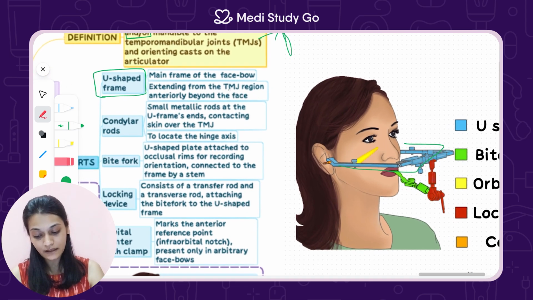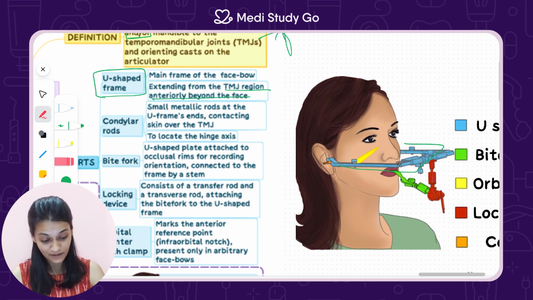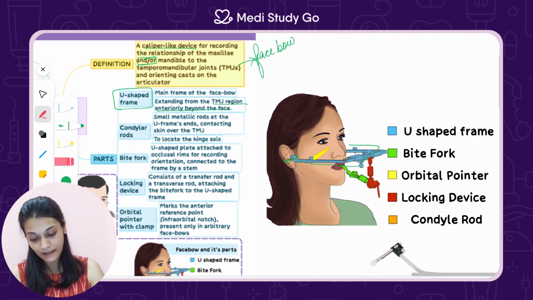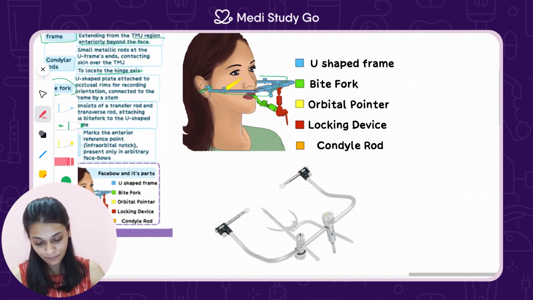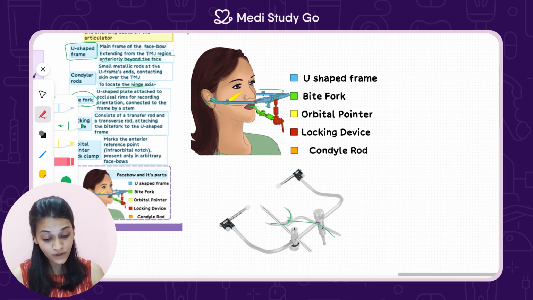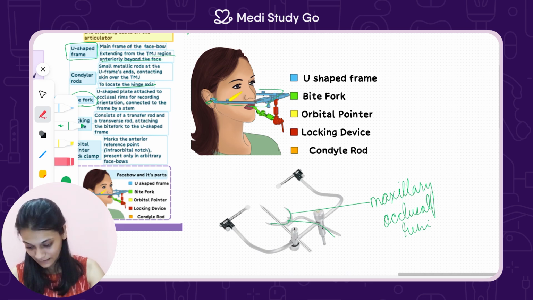It extends from the temporomandibular region anteriorly beyond the face. Then there will be condylar rods. So what is the condylar rod going to do? Yes, correct. It is going to locate the hinge axis, the imaginary line that passes from the center of the condyle. Then there is the bite fork. The bite fork is nothing but a U-shaped plate. Can you see here? That is attached to your occlusal rim. Which occlusal rim? It is definitely the maxillary occlusal rim, and it orients it to the axis that we want.